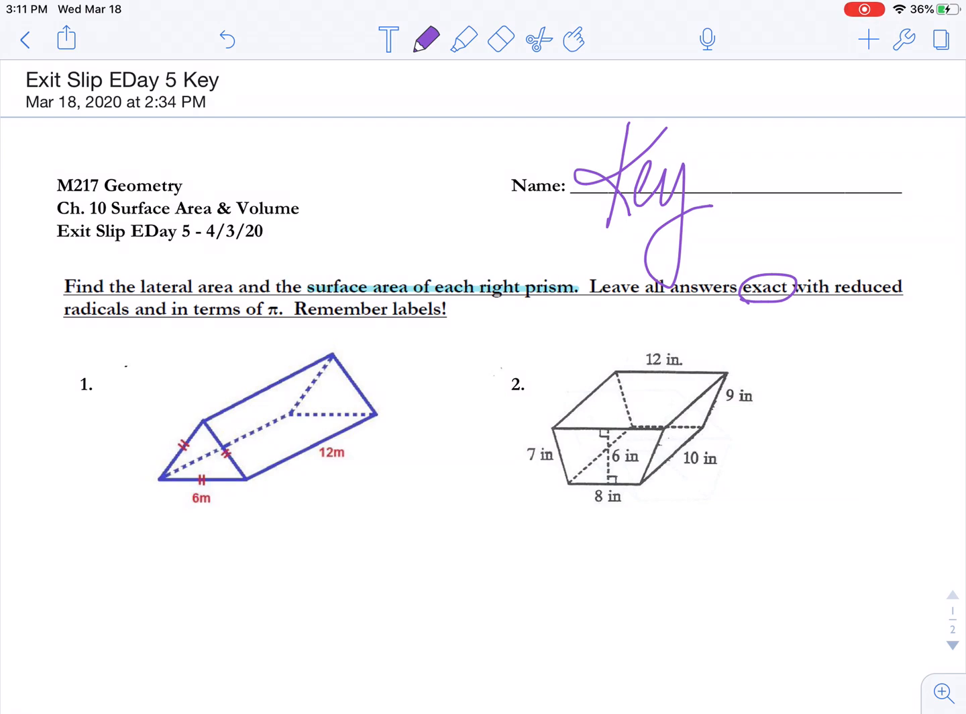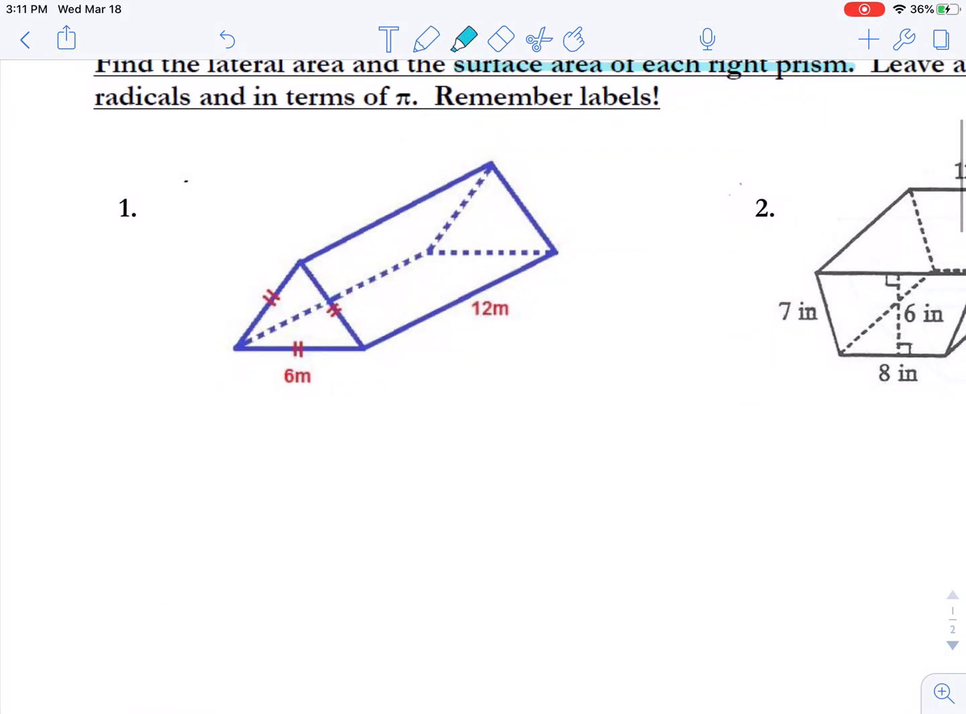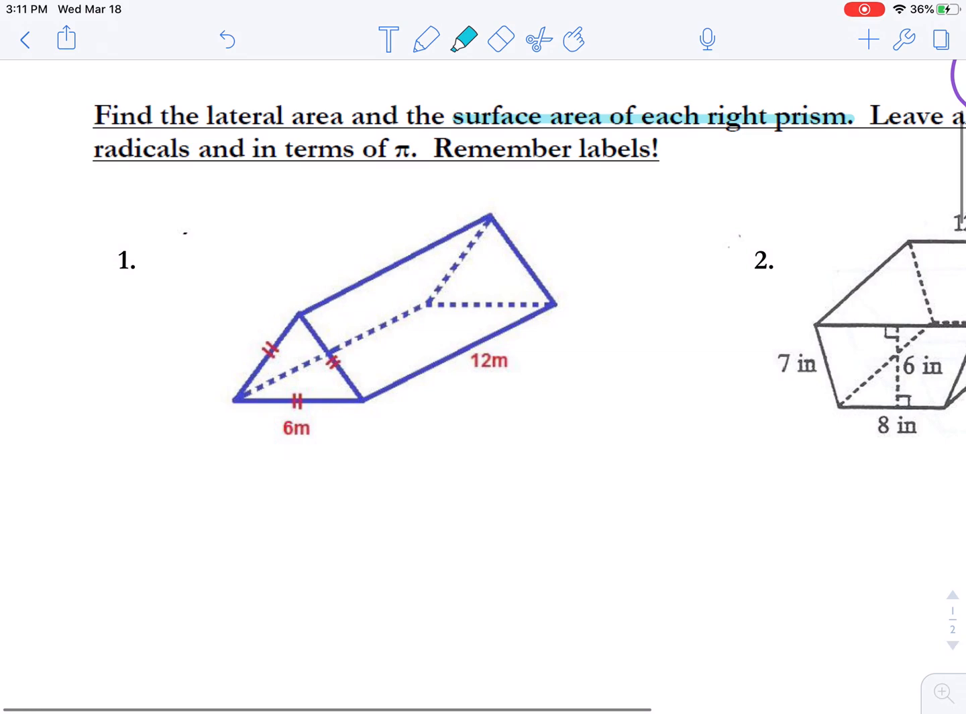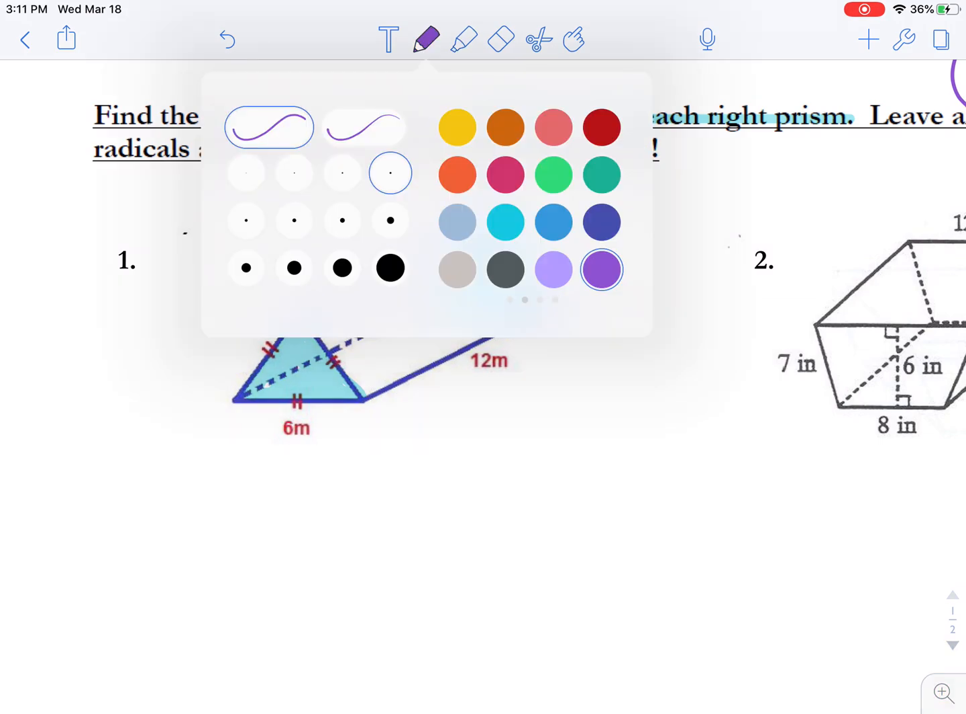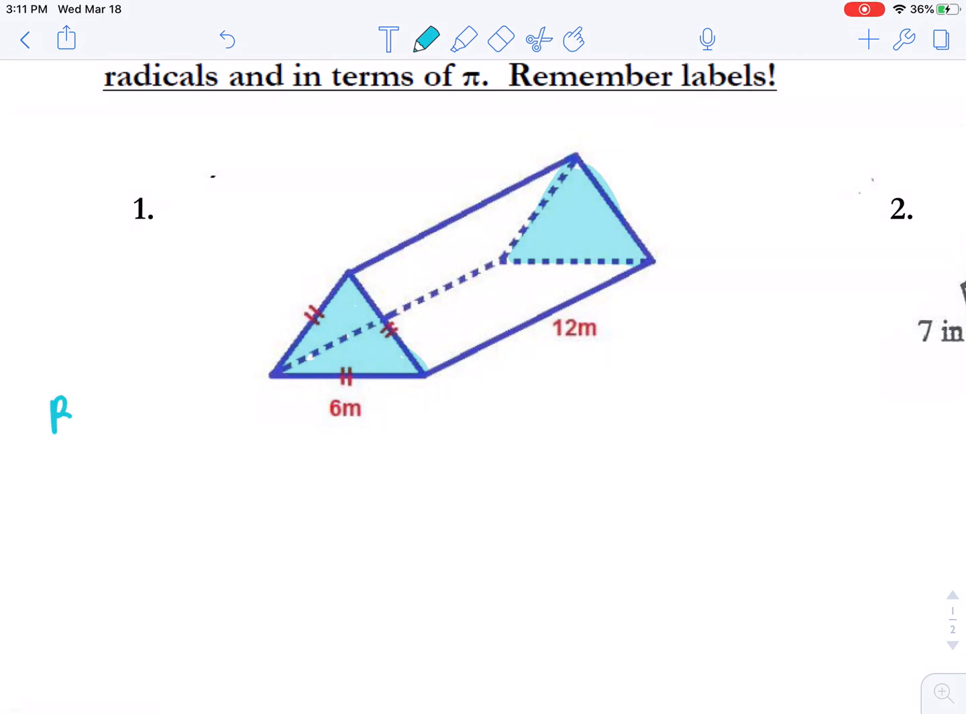And of course, remember your labels, your units. So let's take a look at number 1. They told us in the directions that they're prisms, so we're looking for those two congruent parallel bases. In number 1, our two congruent parallel bases are these triangles. And in the front base, they have all 3 of the sides marked. So our base is an equilateral triangle.